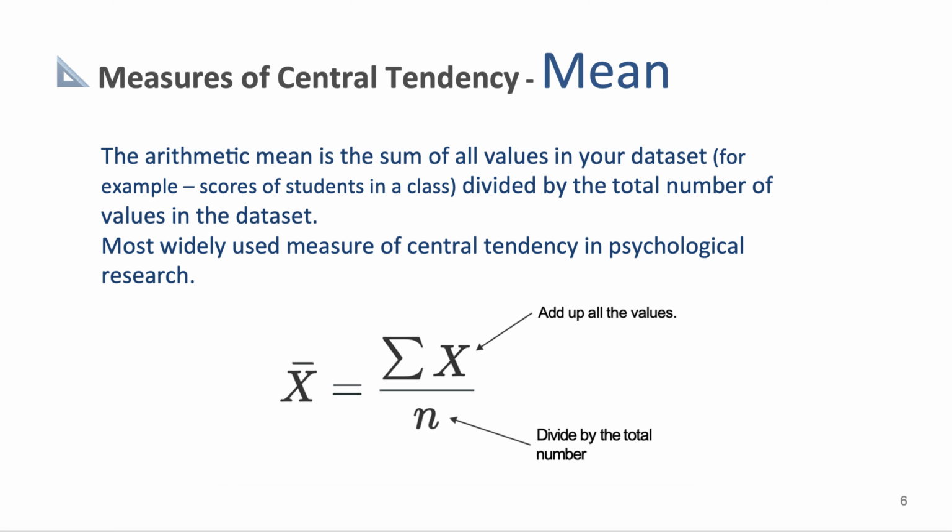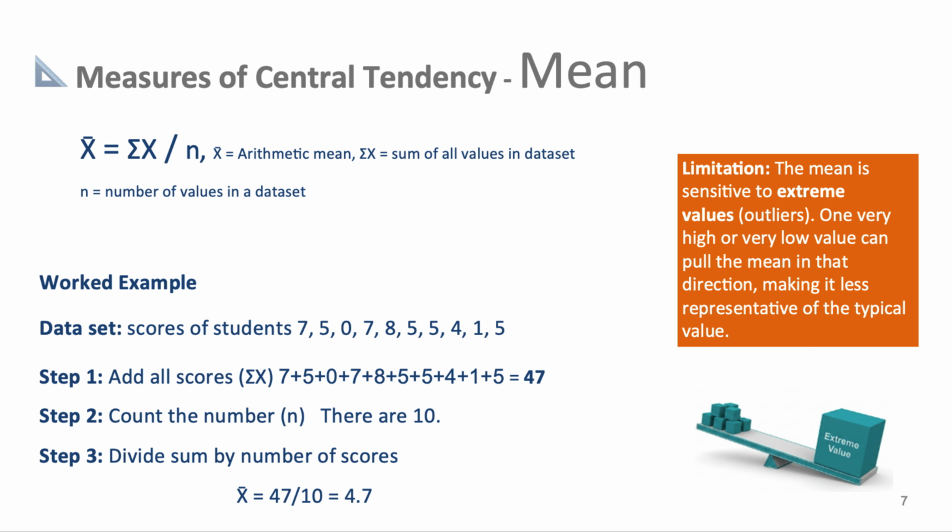To calculate the mean, you just add all the scores together and divide by how many scores there are. This is probably the most common measure researchers use because it includes every single value in the dataset. So in this example, all the scores add up to 47. And since there are 10 scores, we divide 47 by 10 to get 4.7.